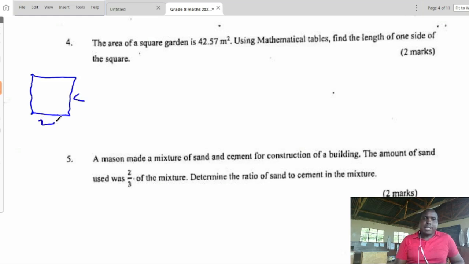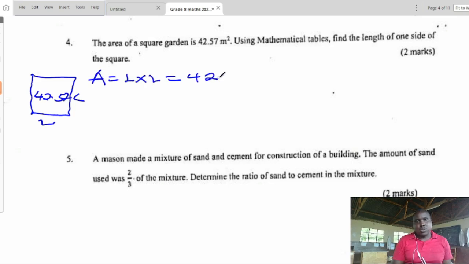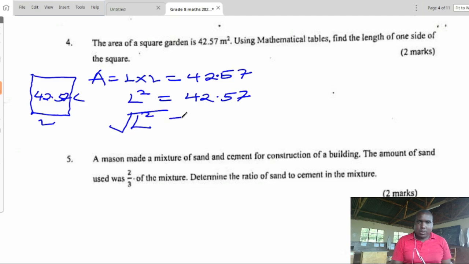Remember, length times length for a square gives us the area. So the area is 42.57 meters squared. So area is equal to length times length, which is equal to 42.57. So length squared is equal to 42.57. Now we want one length. What do you do? Length is equal to the square root of both sides. You square root this.